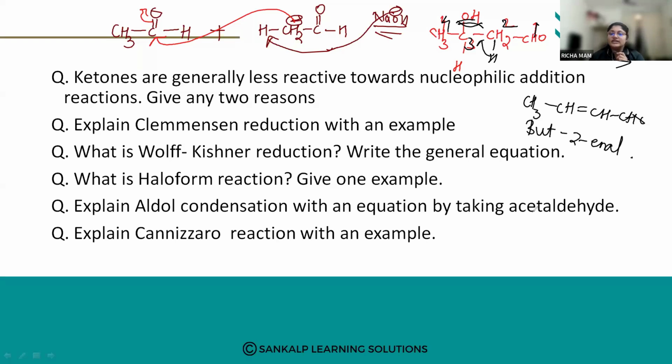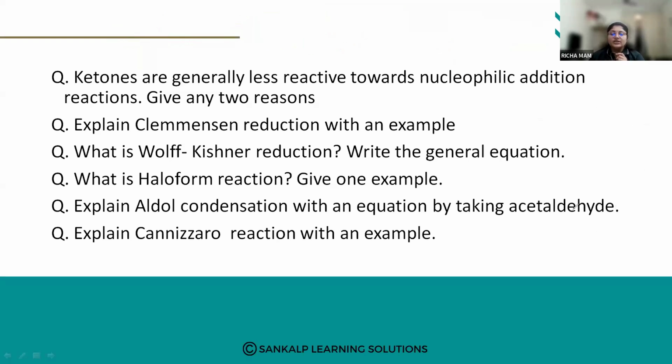They have asked with an example, so you need to take acetaldehyde only. If they ask with a ketone, acetone, then you have to explain with acetone. So: an aldehyde containing at least one alpha hydrogen undergoes self condensation in the presence of dilute NaOH, forms an aldol, which readily loses water and forms an alpha beta unsaturated carbonyl compound. Got it?